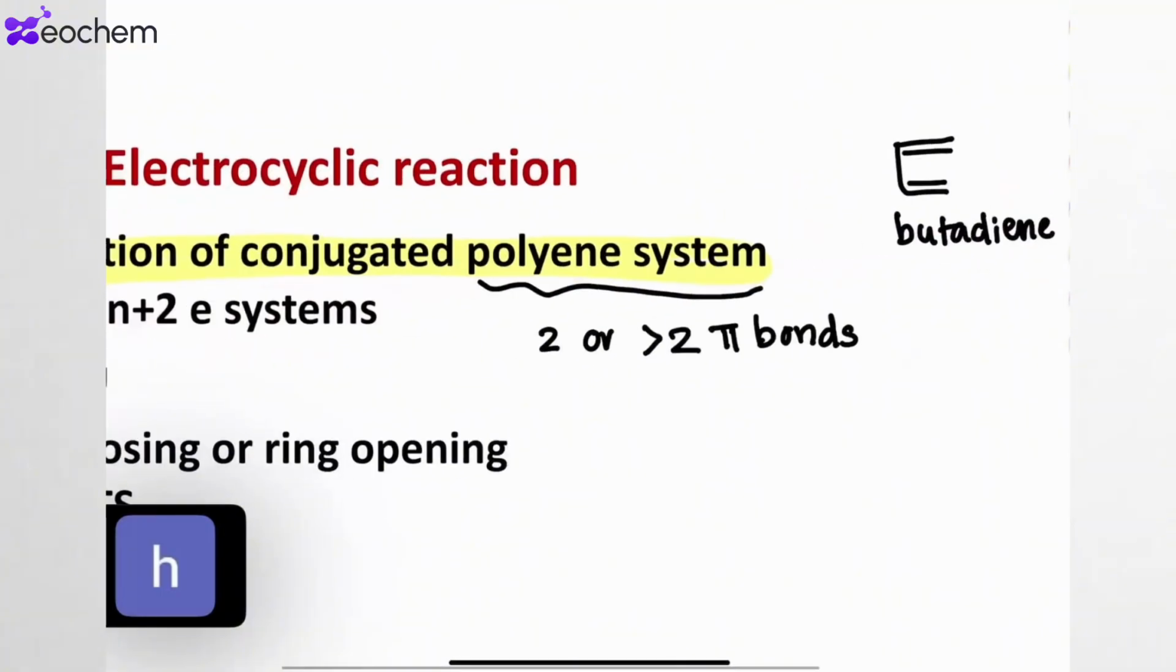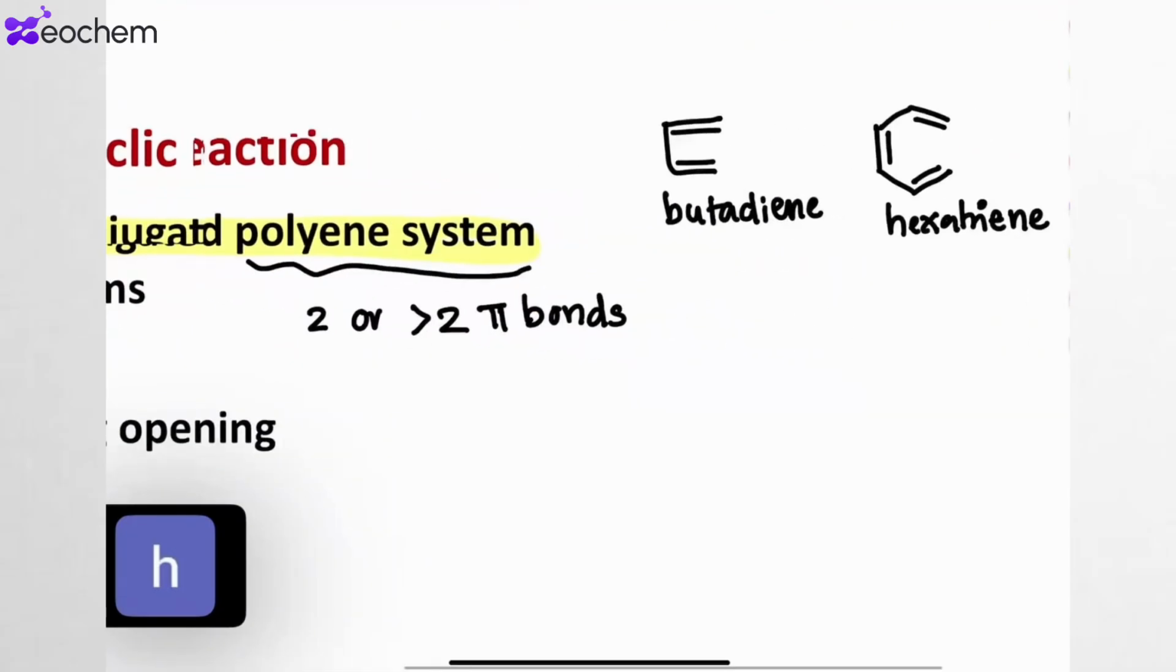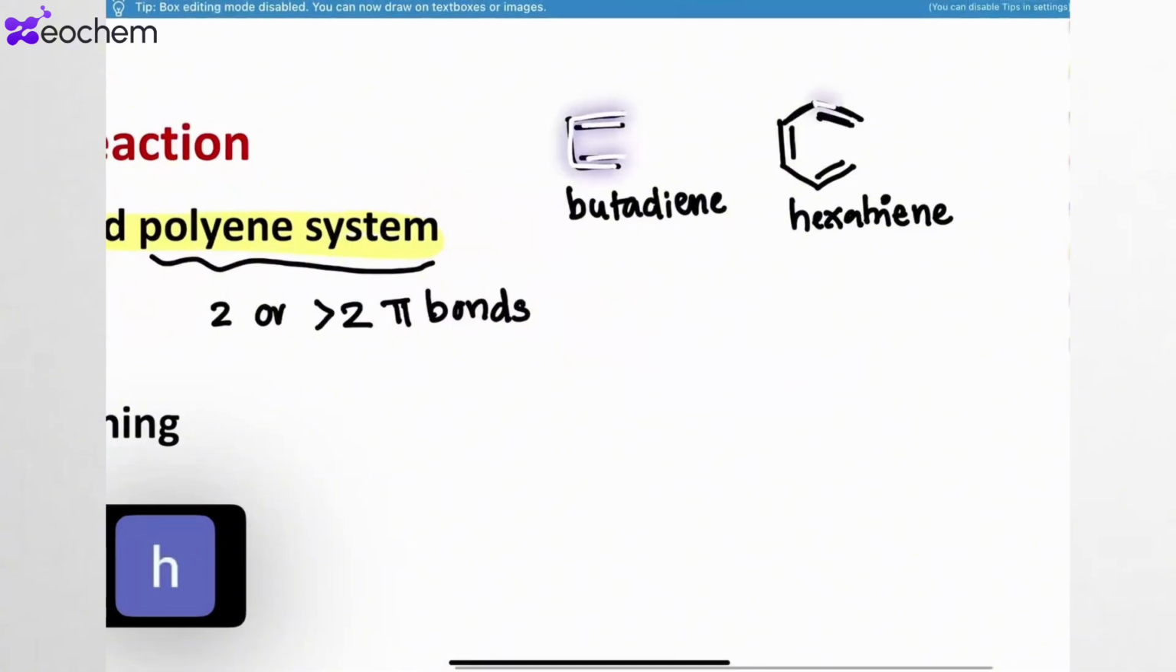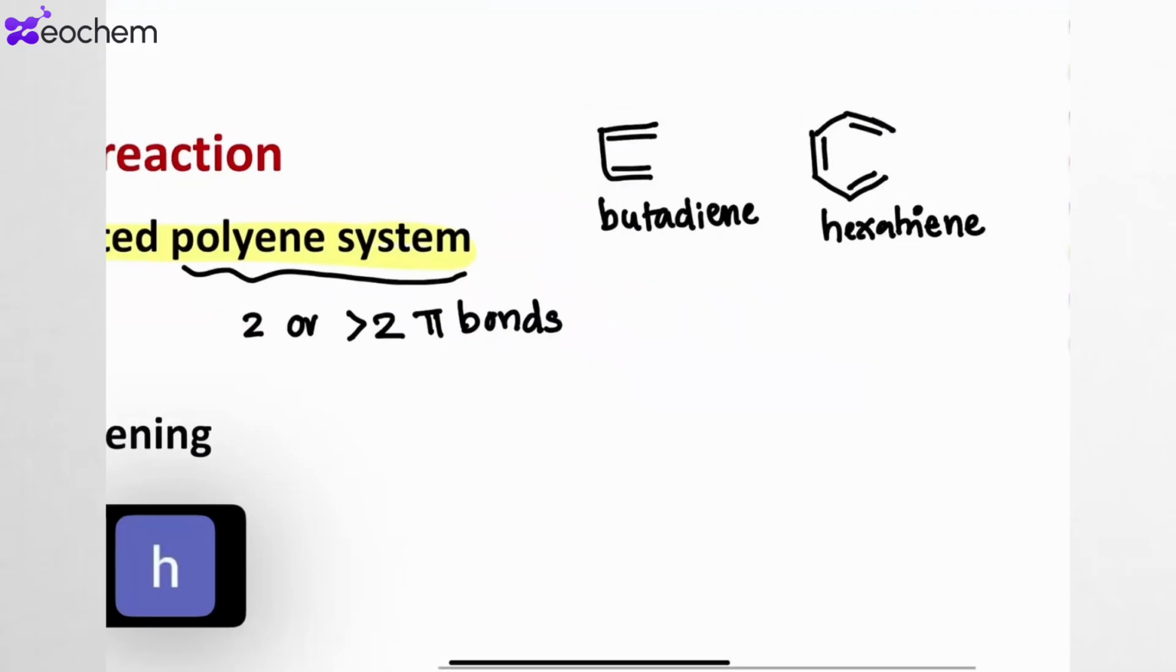Now, what does conjugated mean? Conjugated means a molecule which contains alternate single and double bonds. So it will look like this. So this is what conjugated means. Here, butadiene is conjugated because it contains alternate single and double bonds. Hexatriene is also conjugated because it also contains alternate single and double bonds.